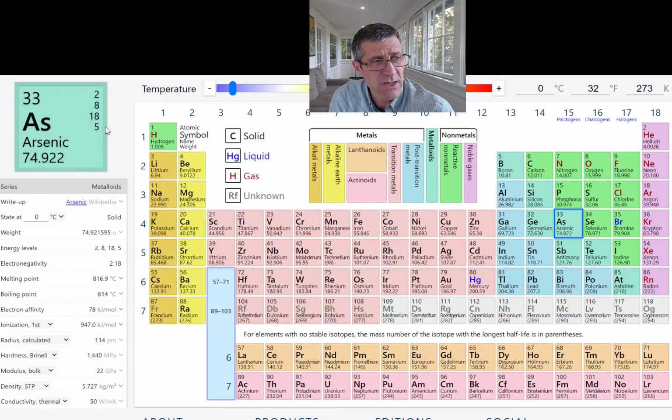I go to arsenic, I have 2, then 8, then 18, then 5. So you may notice the commonality here, right? A group or column on the periodic table is put there because they behave similarly to each other, and the reason they behave similarly is because they have the same number of outermost electrons. We'll call those valence electrons.